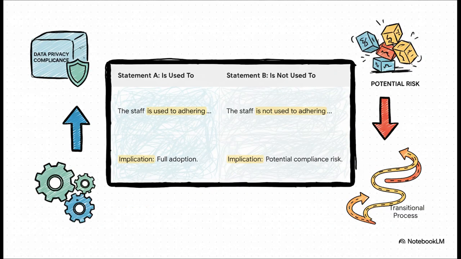And this is where the real-world stakes just slap you in the face. Statement A tells a regulator or opposing counsel that your security protocols are fully baked in. It's business as usual. Statement B, though, that's a huge red flag. It signals that training is still happening and that a potential compliance risk exists right now. That one little word, "not," completely reframes the entire legal picture.